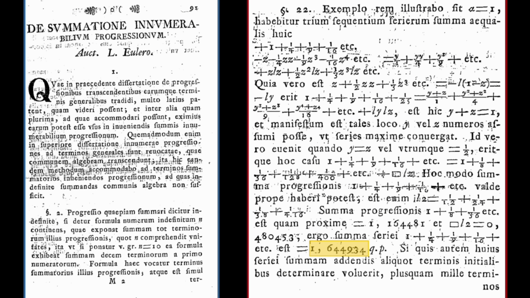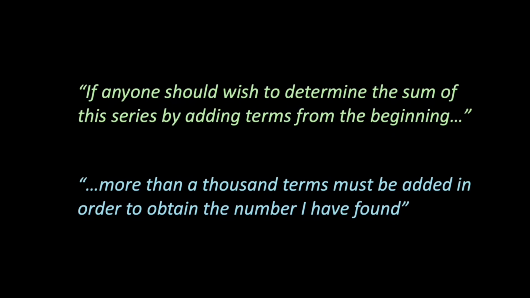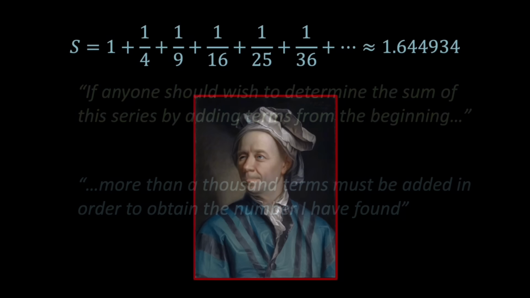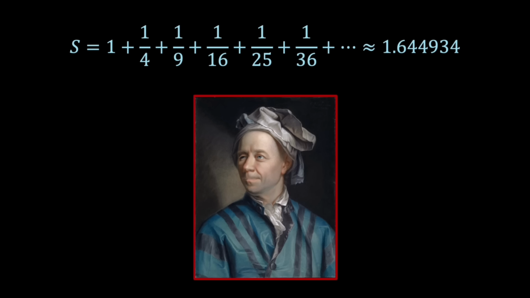This wasn't mindless arithmetic. It was mathematical ingenuity, clever transformations, rearrangements, and a deep intuition for how infinite series behave. And Euler was aware of just how extraordinary this was. Referring to his 6 decimal estimate, he wrote, "If anyone should wish to determine the sum of this series by adding terms from the beginning, more than 1,000 terms must be added in order to obtain the number I have found." However, despite his astonishingly accurate approximation, he didn't yet know why this number appeared, or where it came from.